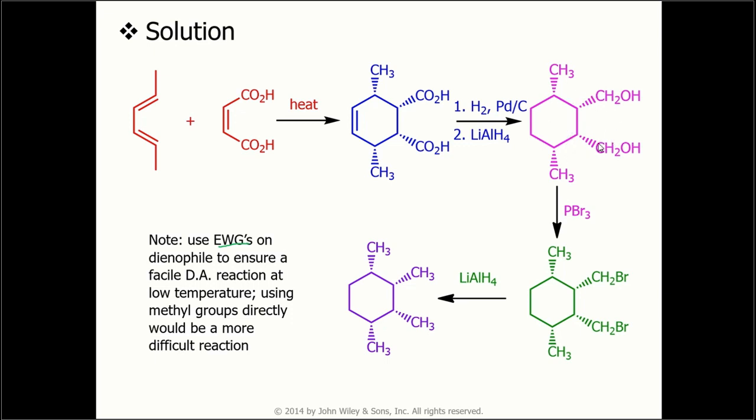We're not quite to our desired target yet, so we convert our hydroxyl groups into bromo groups, and then we can convert these bromo groups to just CH bonds with lithium aluminum hydride.